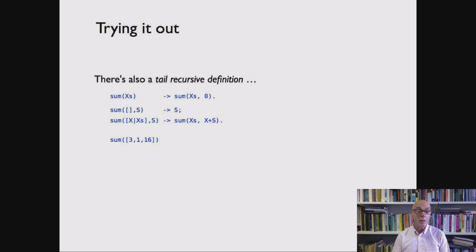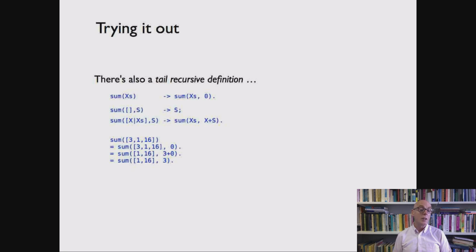So let's see how that works out if we try an example. What is the sum of the list 3, 1, 16? Well, it's the two-argument sum function with the list 3, 1, 16 and the second argument, the accumulator, 0. So we use the second of the two clauses for sum, and that says it's the sum of the list with 1 and 16 in it, and the second argument is 3 plus 0. If we work that out, that's 3.